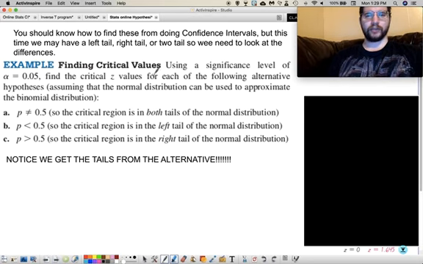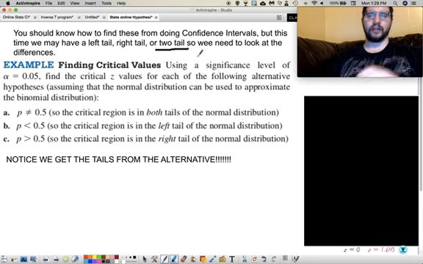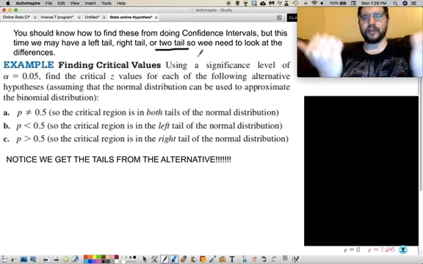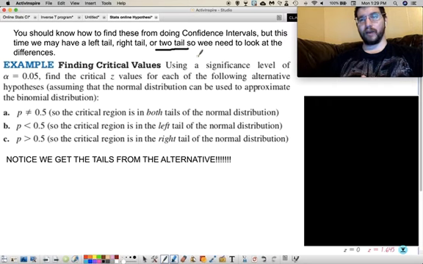So, finding critical values. Use the significance level of alpha equals 0.05. We already did this last week for confidence intervals, but we always used the two-tail, if you remember. I told you we were going to talk about tails again. Last week we had a two-tail. It was the left of the critical value and the right of the critical value because it was an interval. This time we might only have a one-tail, or we might have a two-tail still.